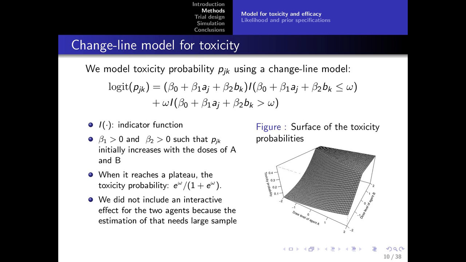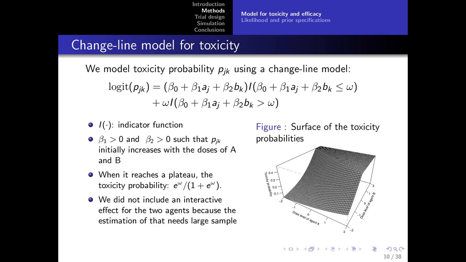One thing you may notice here is that we didn't include an interaction effect for the two agents. We found that to estimate such an interaction, we need a relatively large sample size. But for an early phase trial, we have a very small sample size. We did the experiment including the interaction term, and we found it doesn't help, and often it makes the design perform worse. So that's the reason we ignore the interaction term.